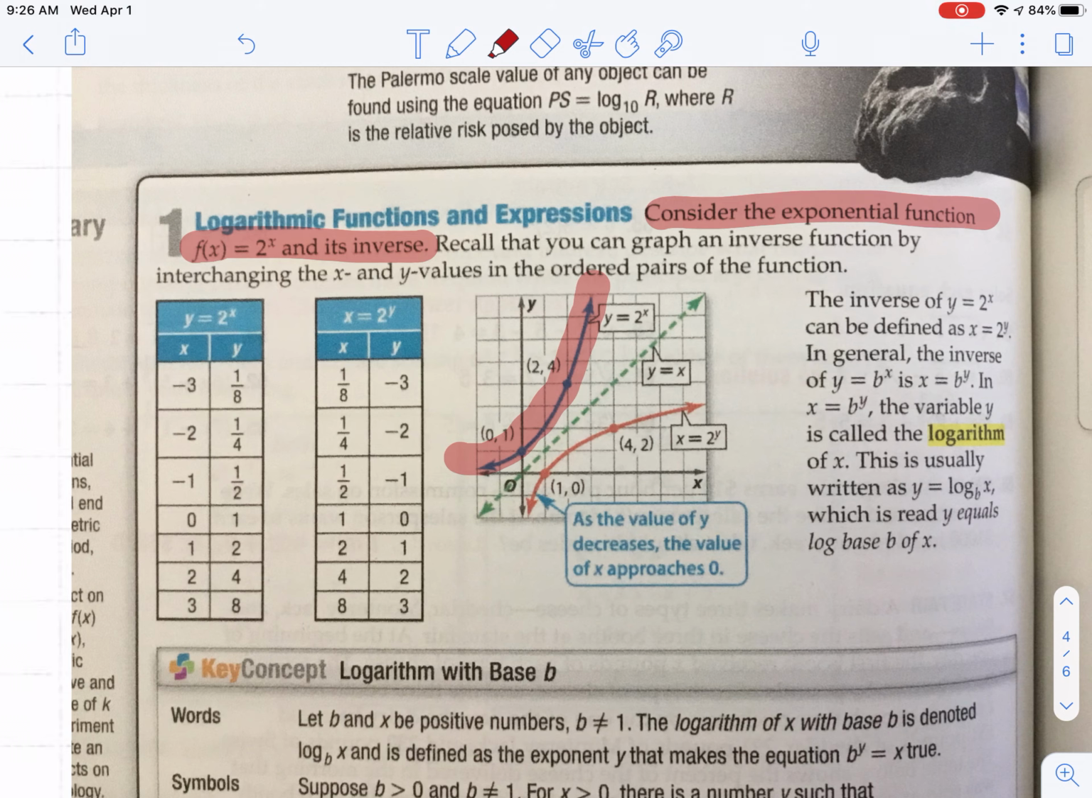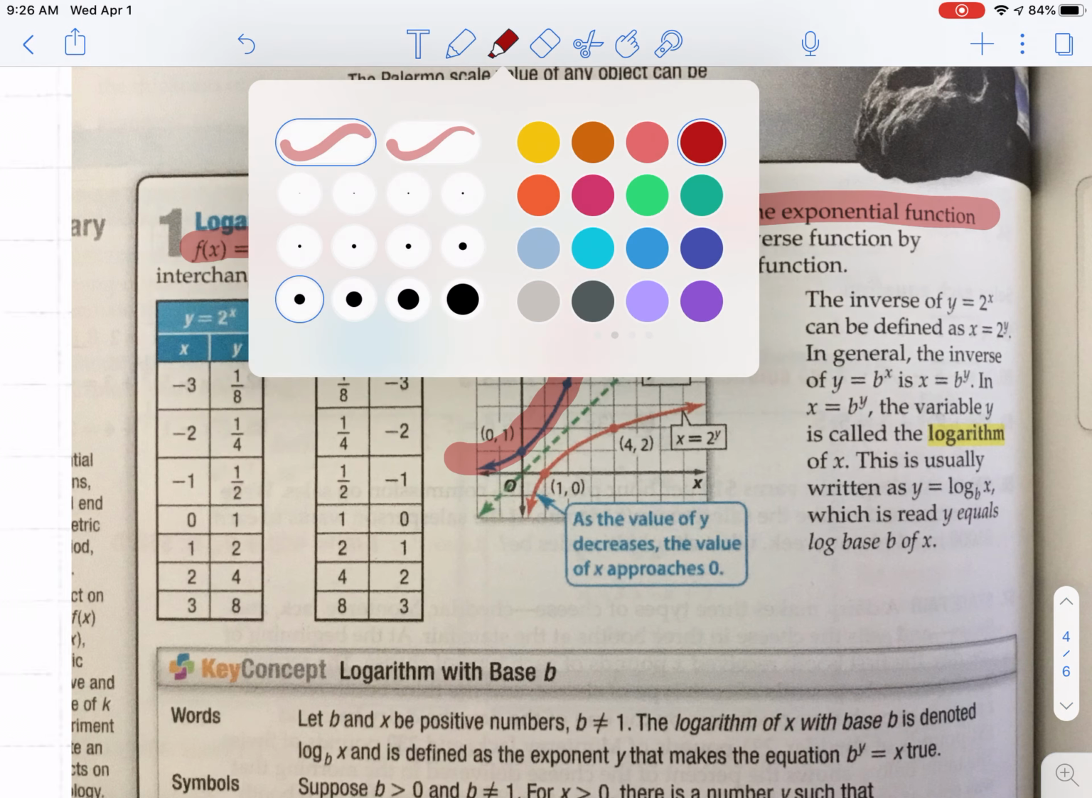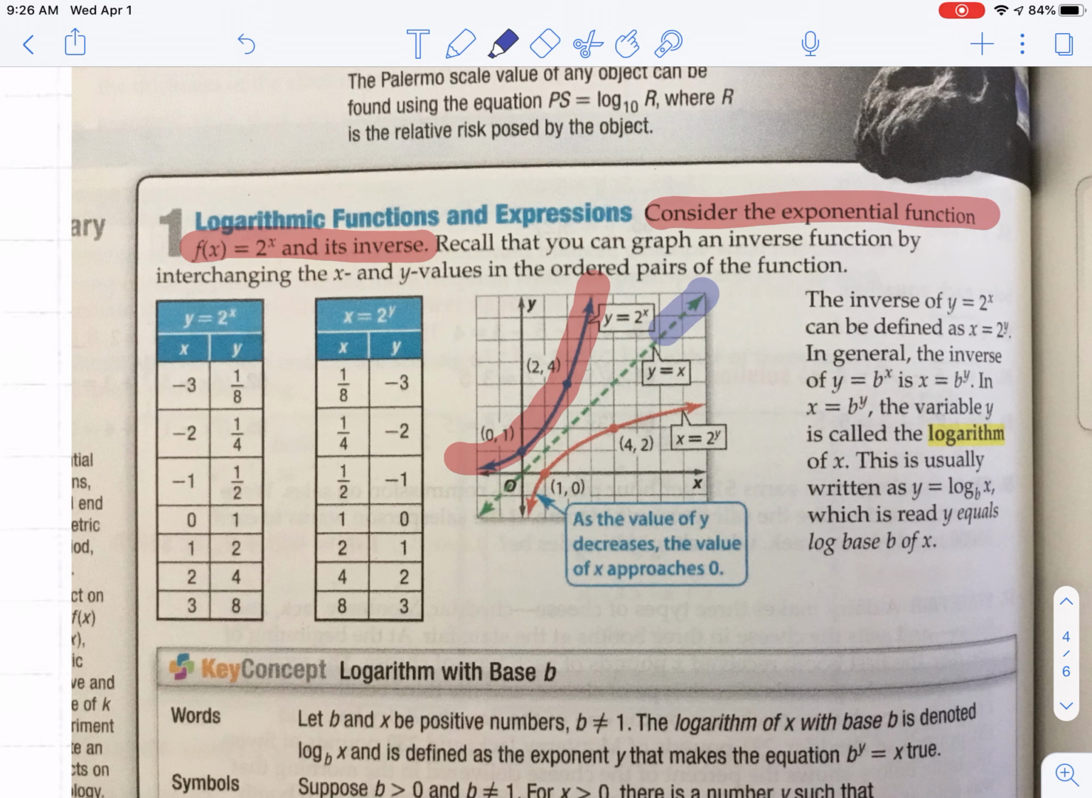I told you earlier that logarithmic functions are inverses of exponential functions. And remember, when graphing inverses, the graph of an inverse is always symmetrical about this line. So the graph that's symmetrical to that blue line is this red line, and that represents a logarithmic function. If you just switch the x and the y, that's the graph of the logarithmic function x equals 2 to the y power. Okay, so we're going to practice a little bit of graphing.